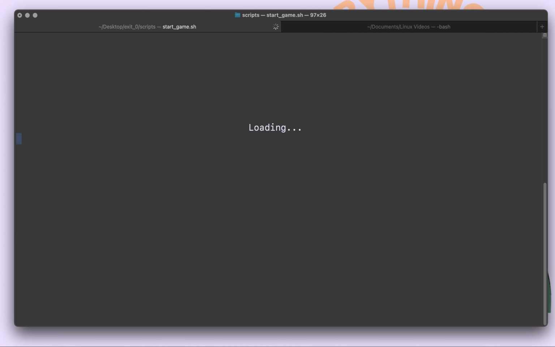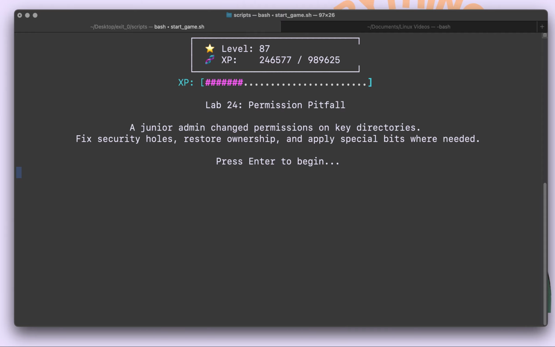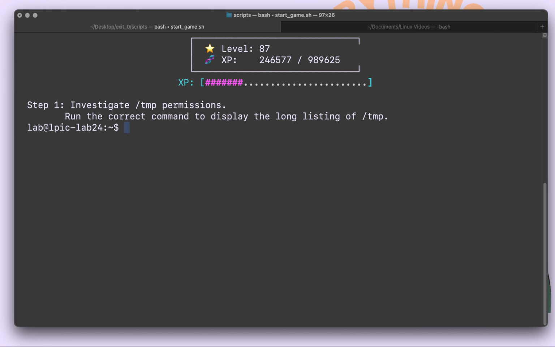So today we're going to be working on lab 24. Our scenario is as follows. A junior admin changed permissions on key directories. Fix security holes, restore ownership, and apply special bits where needed. All right, let's get started.